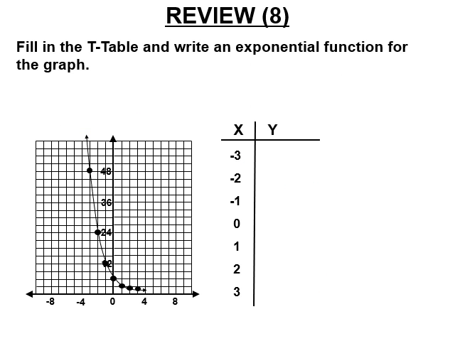All right, so we're going to fill in the t-table and write an exponential function for this graph. So let's look. At -3, we're at 48. At -2, we're at 24. At -1, looks like we're at 12. At 0, let's look at each box here. So that's 6. We're at 6, right? So each box here is worth 3. So yeah, each box is worth 3. So that is at 6. So at 1, we're at 3.